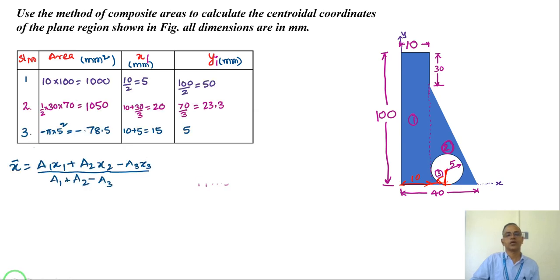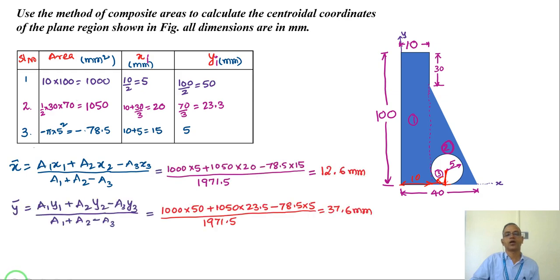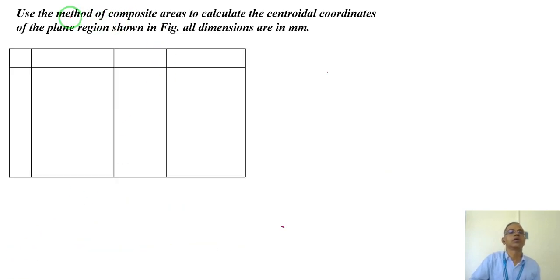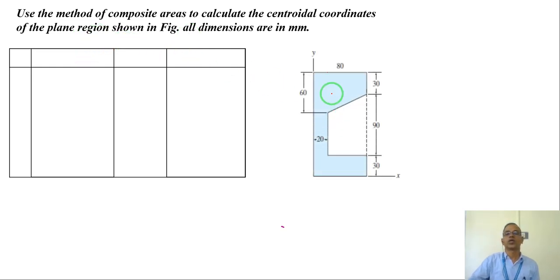Now let us look at the next question. Using the method of composite areas, calculate the centroidal coordinate of the plane region. So let us say this is a kind of C, but not symmetric. And then I should have a reference axis, very important.